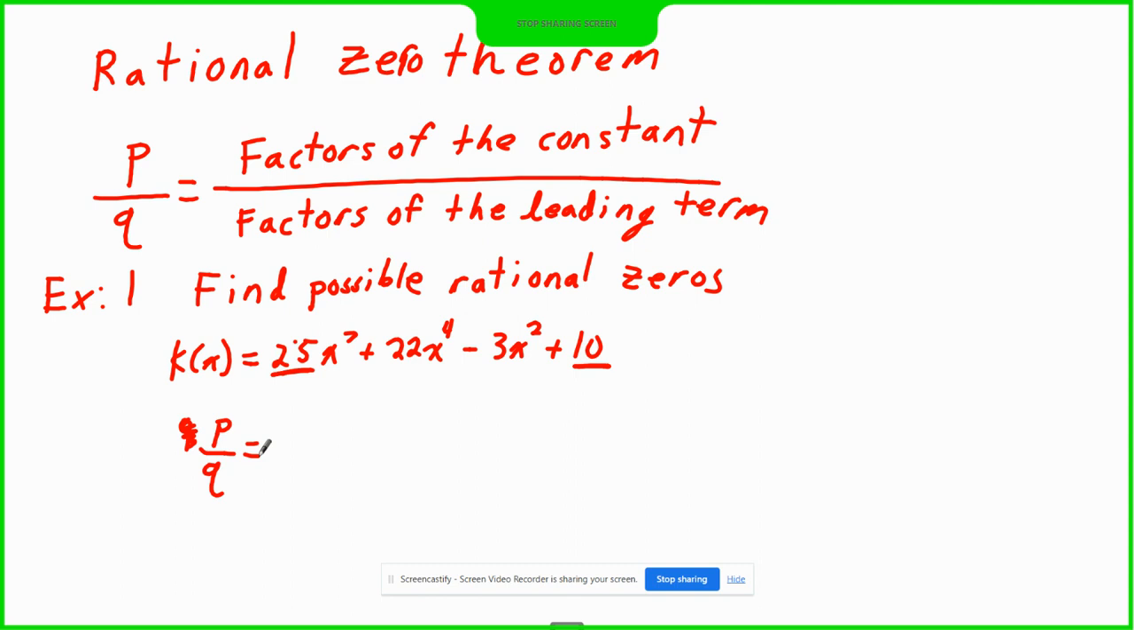Here's also another thing you need to think about. We don't know if it's positive or negative. So what we're going to do is say plus or minus 10. Easiest factor.